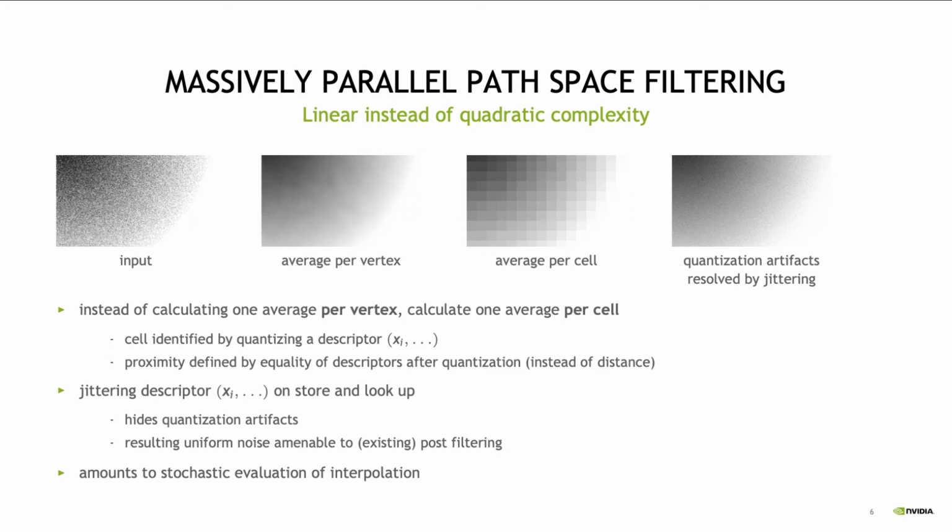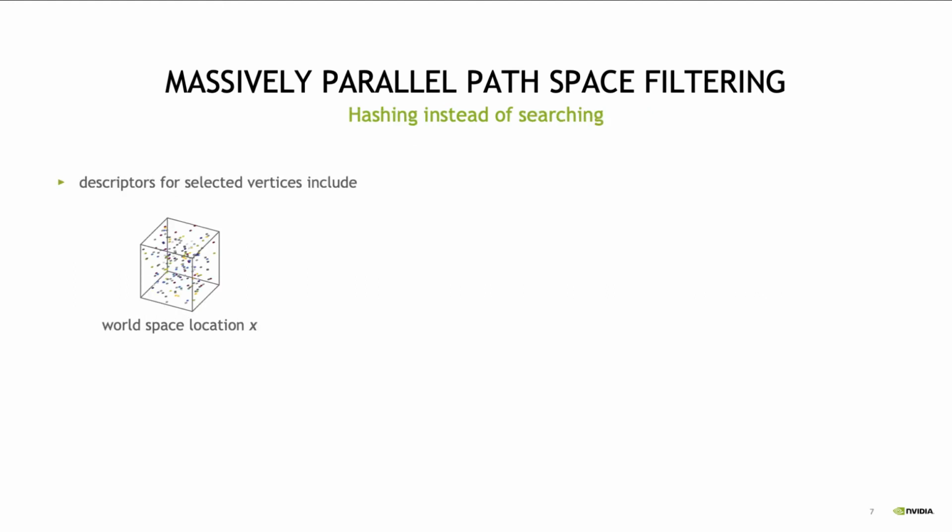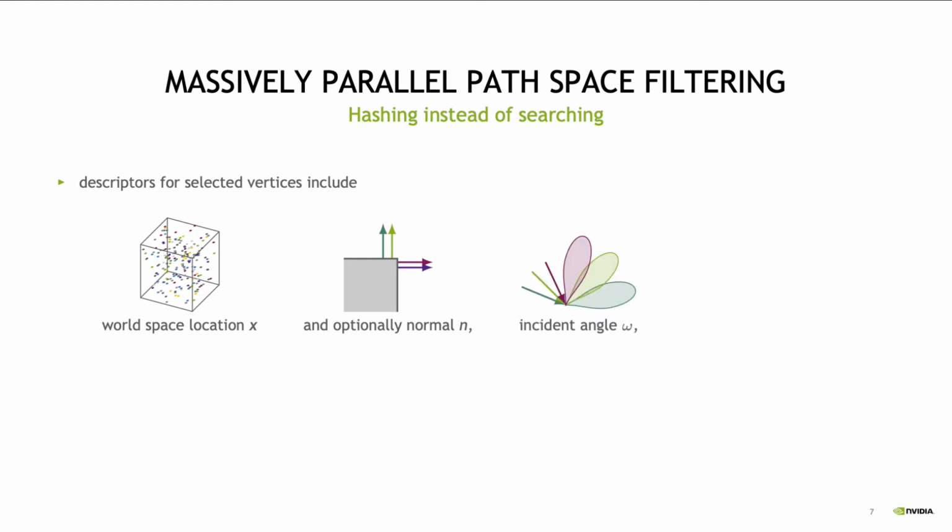Leaving this simple example behind, in which the descriptor was only defined by the 2-dimensional position of the vertex, let's now have a look at descriptors suitable for path tracing in 3 dimensions. First and foremost, the descriptor includes the world space position of the vertex, so that only vertices in a spatial neighborhood are considered. In addition, it can, for example, include the normal n to avoid smearing across edges, the incident angle omega to allow for filtering of non-diffuse surfaces, and the selected layer of multilayer materials.